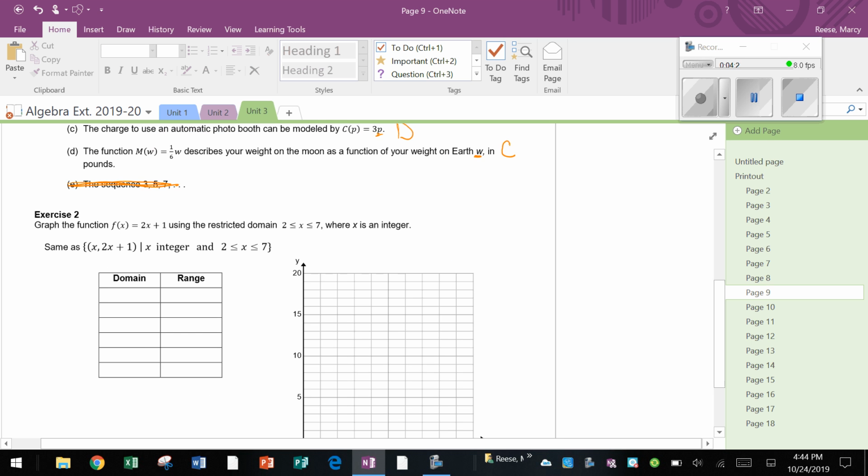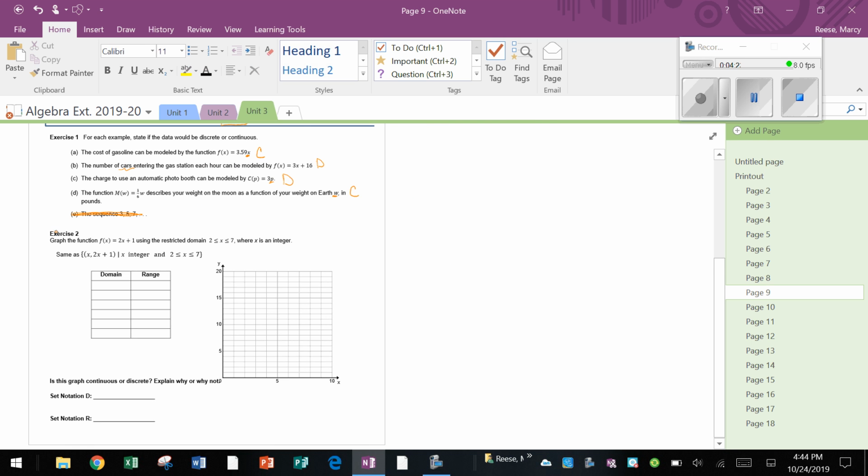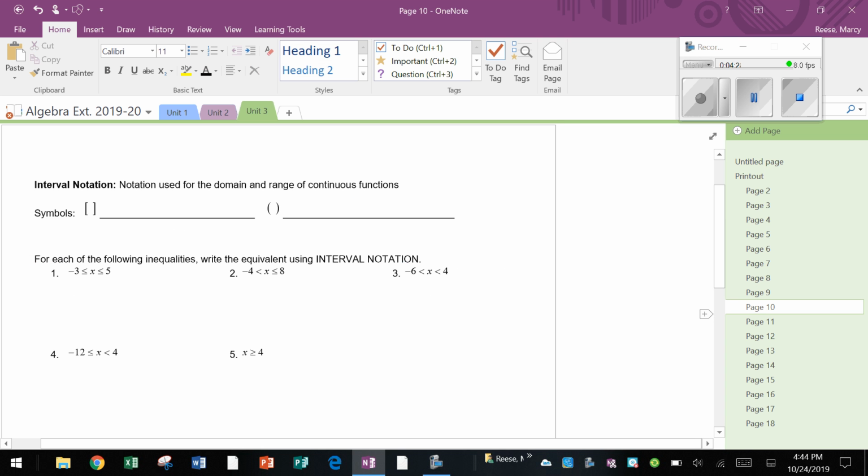And you're all going to love this. We're going to cut out exercise 2. You don't even have to do it. We're just going to go right to the next page. I knew you would like that.